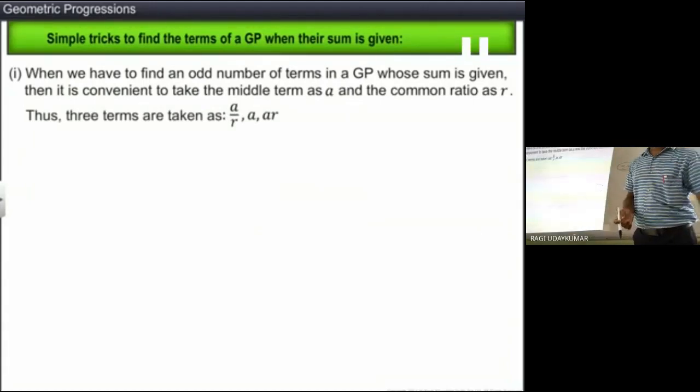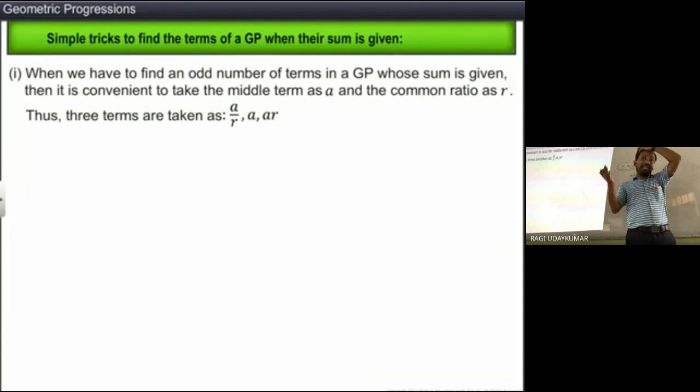Even in arithmetic progression, if a question related to three terms is given, with three terms sum and three terms product, there you need to take A minus D, A, A plus D. Three terms of an arithmetic progression we will always take as the first term A, next term A plus D, next A plus 2D. But instead of taking like that, you take the terms as A minus D, A and A plus D.